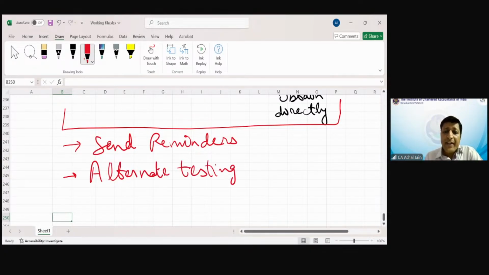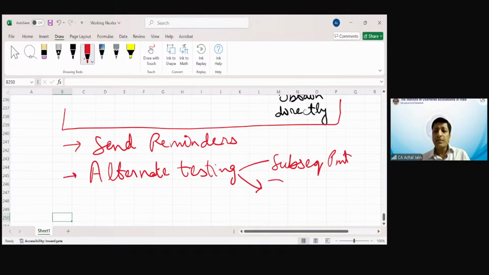In case of alternate testing, what will you do? Subsequent payments. Yeah, you'll check whether the subsequent payments were made or not, and you'll also verify the invoices for the supporting documents. Correct. Exactly similar to what you had in case of trade receivables. All right, exactly similar.